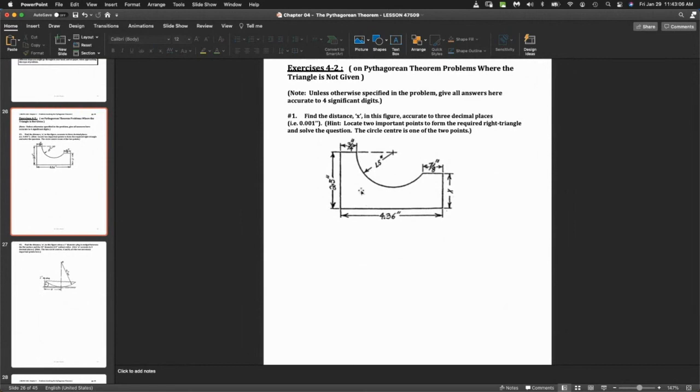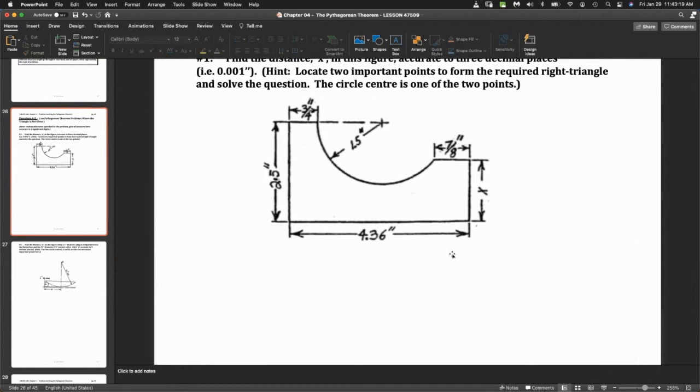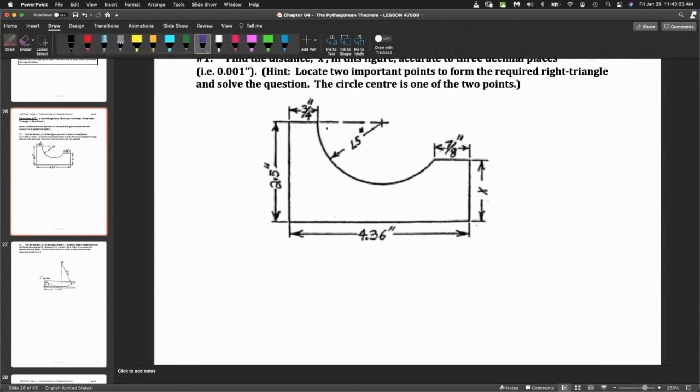So it says here, find the distance x in this figure. Here's x over here. And it says locate some stuff. Basically, do the tricks that we just did. So I'm going to really just magnify this image. And I'll do the trick that we just did together, which was to draw the 2 radii. Here's the center of the circle.